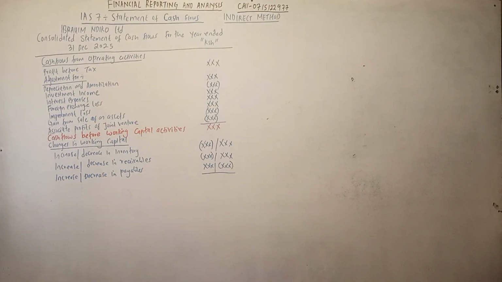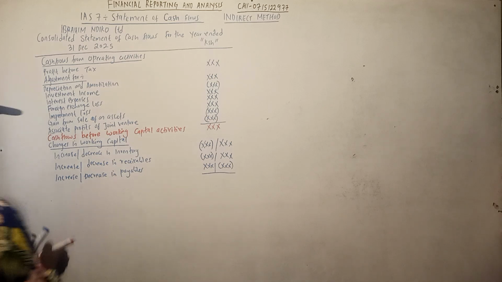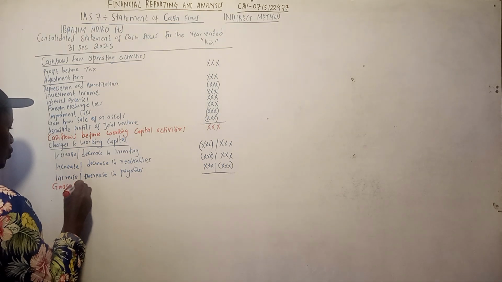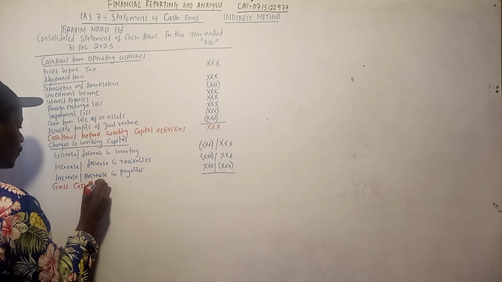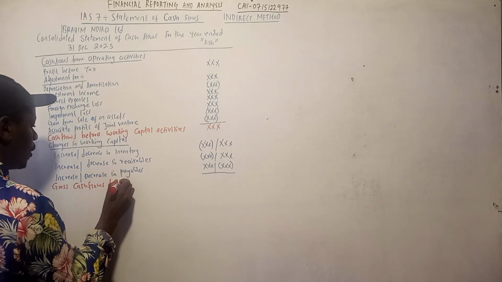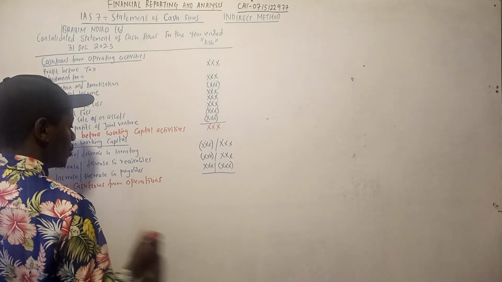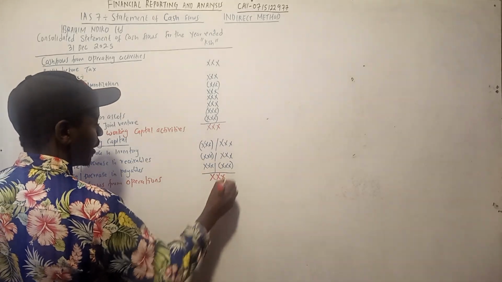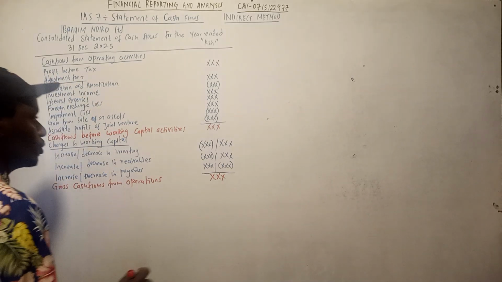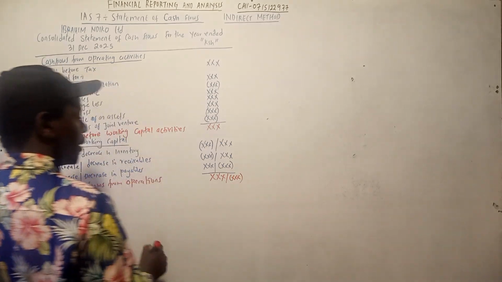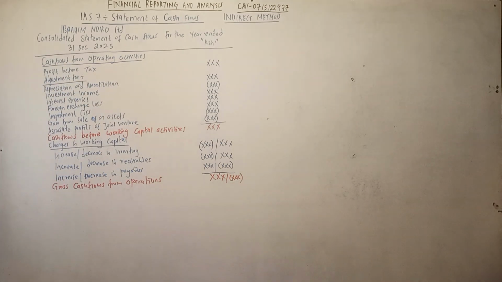We call them the gross cash flow from operation. Gross cash flow from operation. It can be either a negative or a positive figure, depending on the question. You can get a positive or a negative figure.